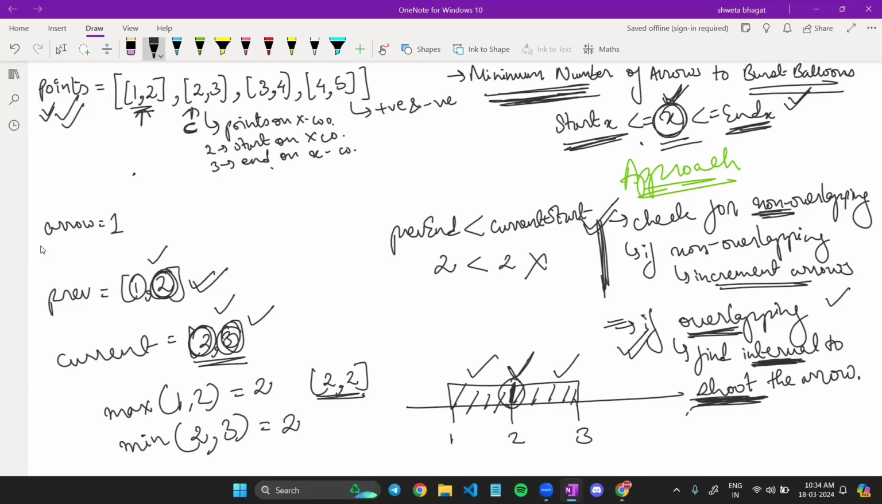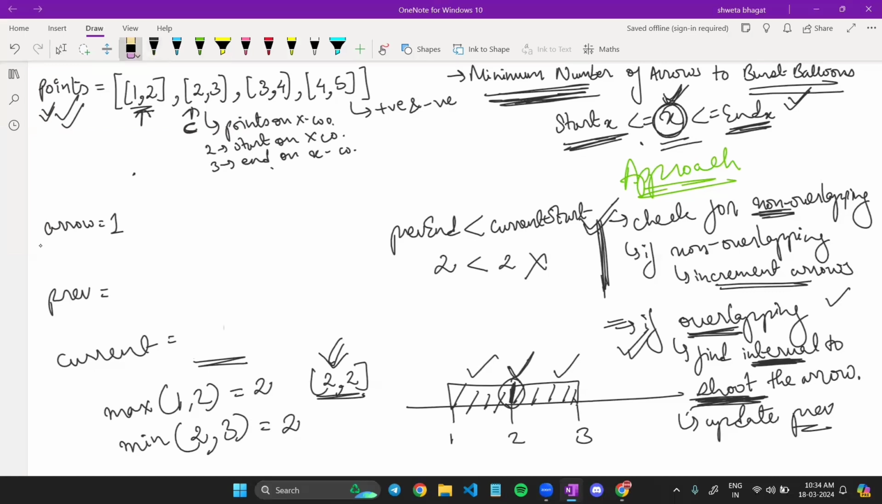Now, once we have found out the interval to shoot the arrow, what will we do? We will update previous, right? We will update previous because this is the new interval where we should shoot the arrow in order to burst both the balloons. So our previous would now become 2, 2. Okay. And after that, we will increment our current. So our current will now point at 3, 4. So we have 3, 4 in the current.